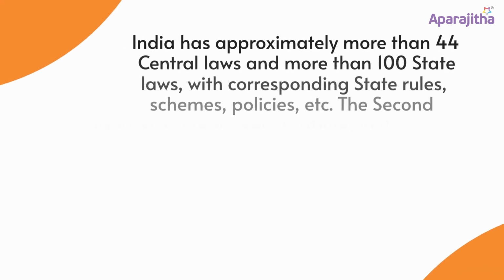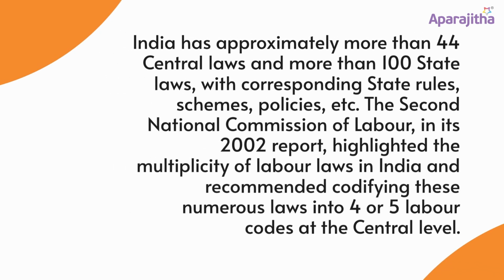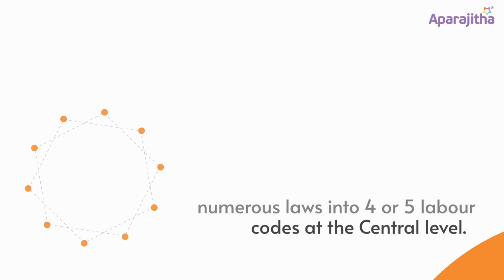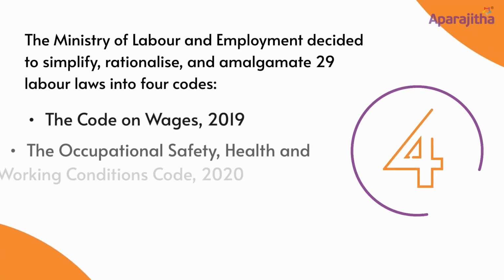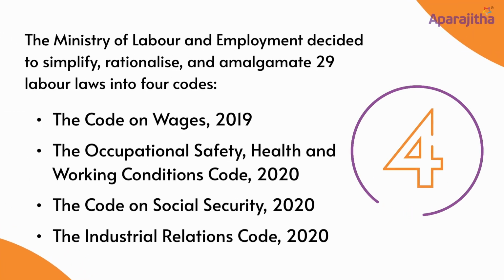India has approximately more than 44 central laws and more than 100 state laws, with corresponding state rules, schemes, policies, etc. The Second National Commission of Labor, in its 2002 report, highlighted the multiplicity of labor laws in India and recommended codifying these numerous laws into 4 or 5 labor codes at the central level. The Ministry of Labor and Employment decided to simplify, rationalize, and amalgamate 29 labor laws into 4 codes.